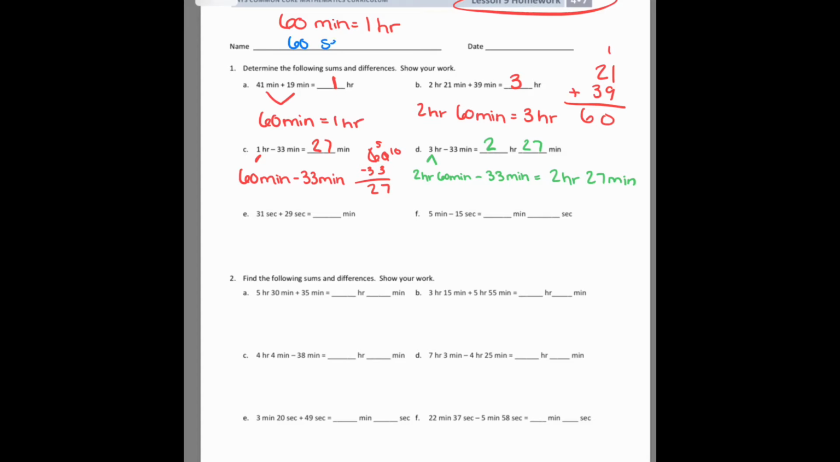We have 31 seconds plus 29 seconds. Well, we know that 60 seconds is 1 minute. So when I add 31 and 29, I'm going to end up with 60 seconds, so it's just going to be 1 minute. On the next one, we have 5 minutes minus 15 seconds. Again, we can't say minutes minus seconds, so we're going to change 5 minutes into 4 minutes and 60 seconds, because that's the same thing. And then I'm going to subtract the 15 seconds from 60. I'm going to end up with 4 minutes and 45 seconds.